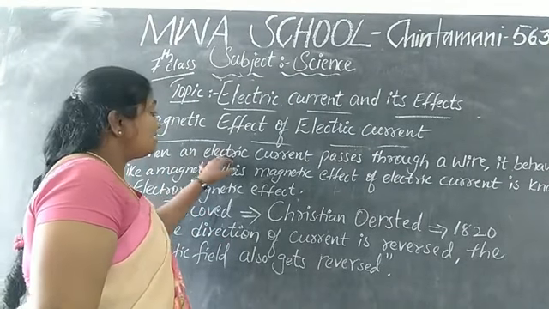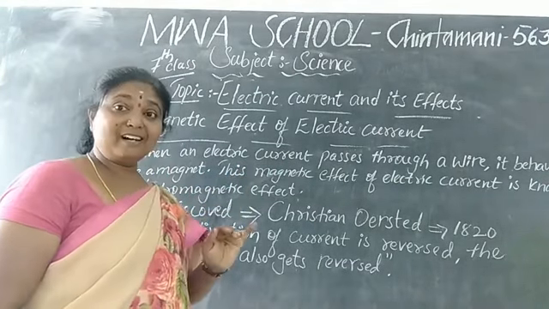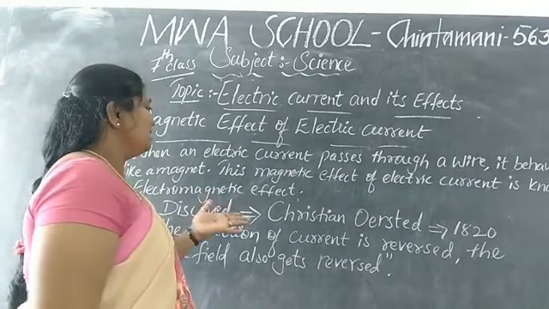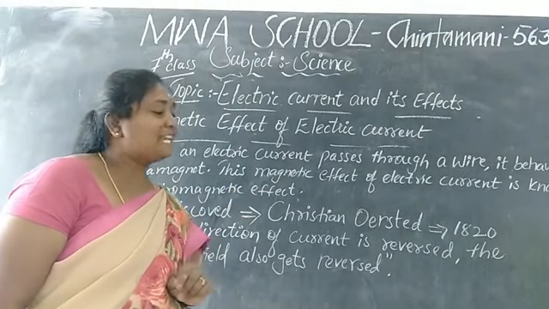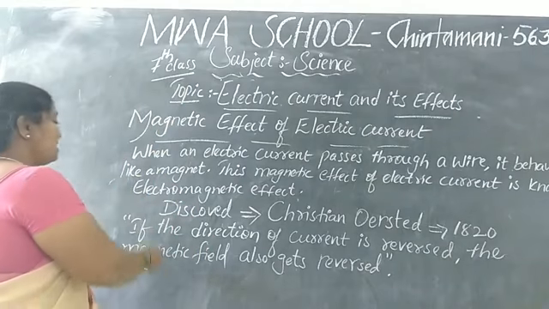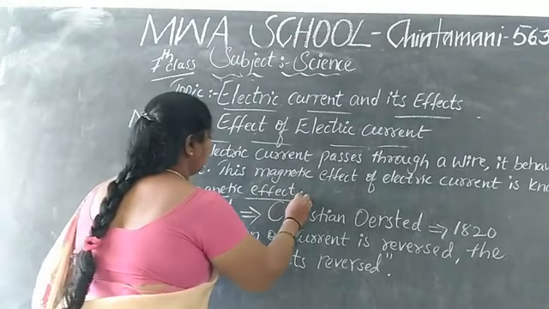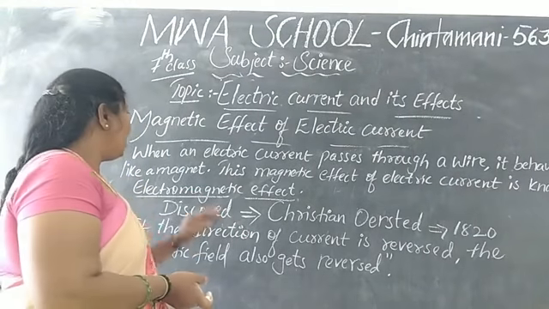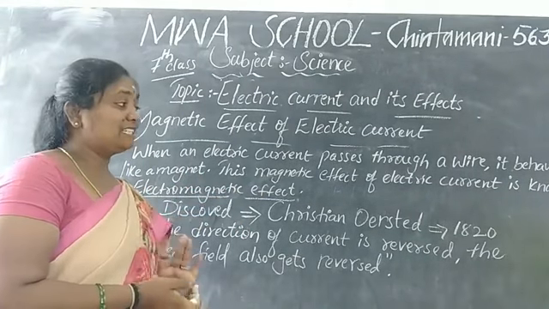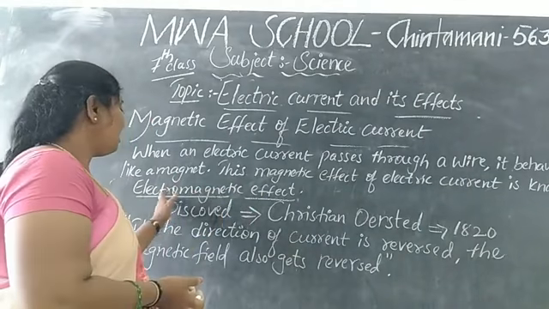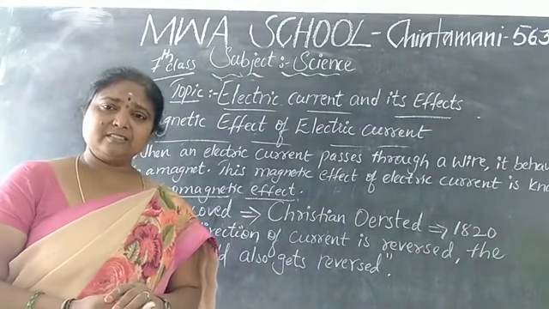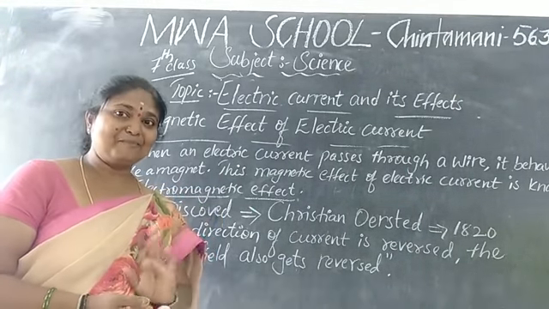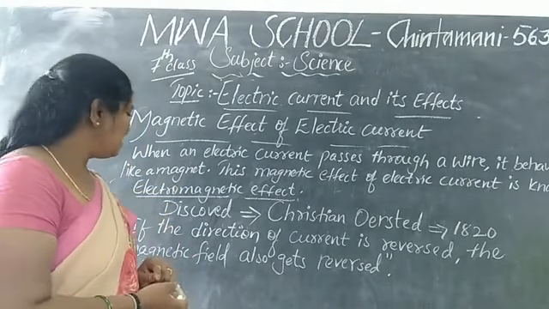When an electric current passes through a wire, it behaves like a magnet. This magnetic effect of electric current is known as electromagnetic effect. Super, very good. So, this magnetic effect of electric current is known as electromagnetic effect. Wow, very good information for us.